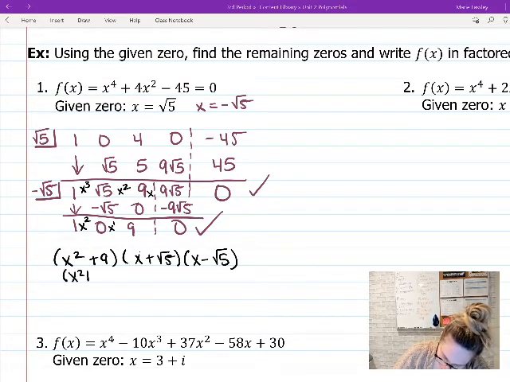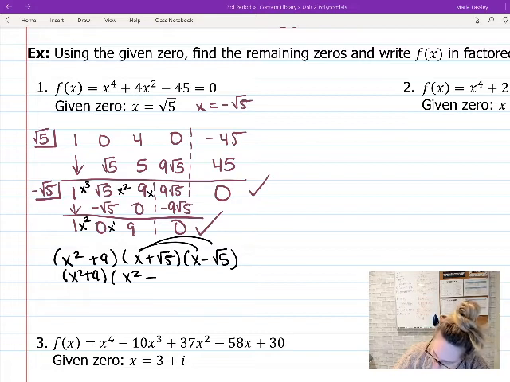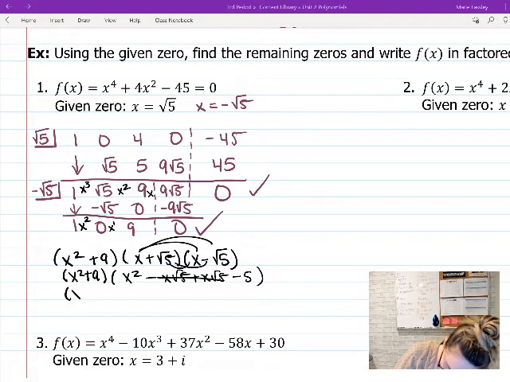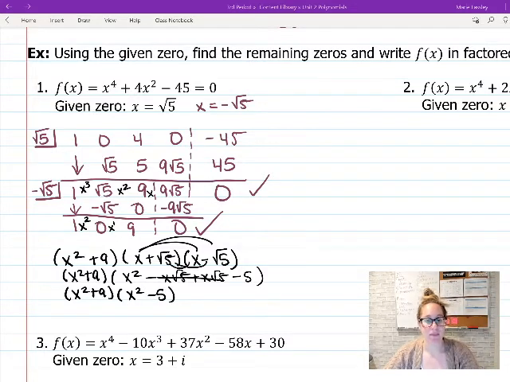So x squared plus 9 stays the same, and then I multiply. This is going to give me x squared minus x root 5 plus x root 5 minus root 5 times root 5, which is 5. Those middle terms go away. So I'm left with x squared plus 9 and x squared minus 5. That's one way to get rid of those square roots inside your factors, because you are not allowed to leave square roots inside your factors. You have to get rid of them.